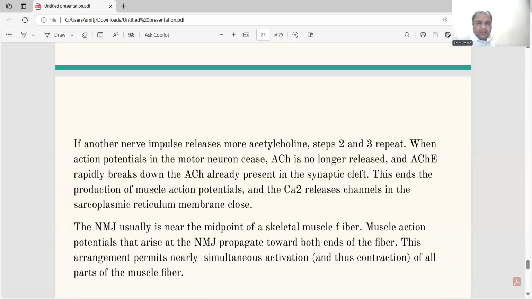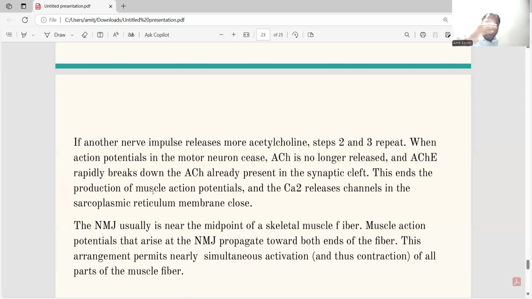If I want to move my hand again, another nerve impulse releases more acetylcholine. When the action potential in the motor neurons ceases, acetylcholine is no longer released, and acetylcholinesterase rapidly breaks down the ACh already present in the synaptic cleft.